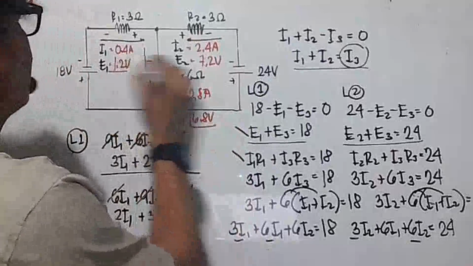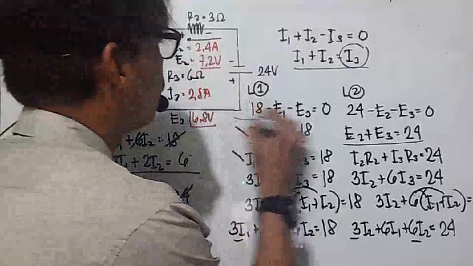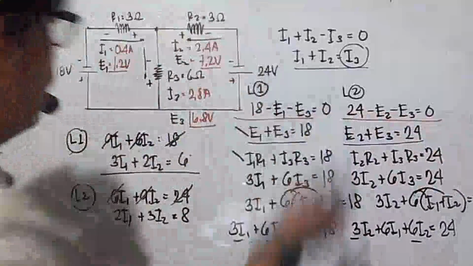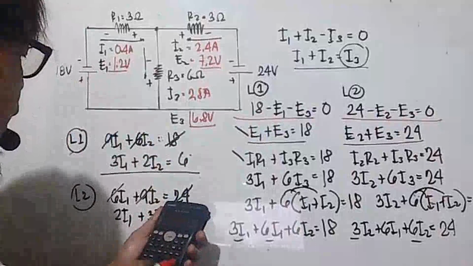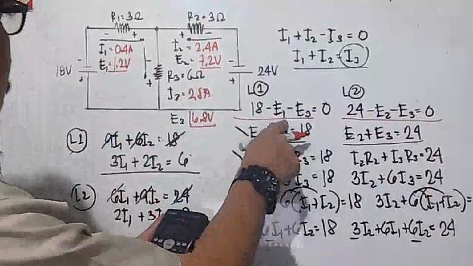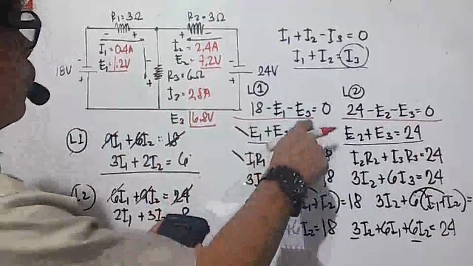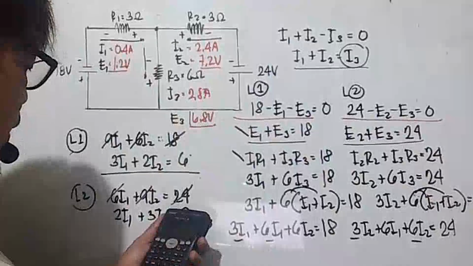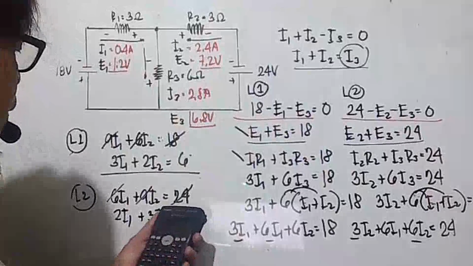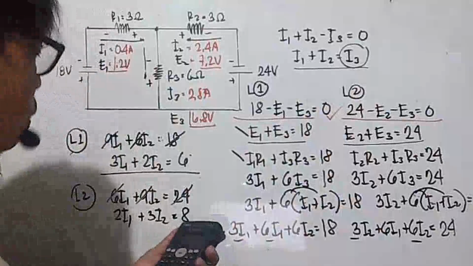Okay, so let's try to check. Okay, so here, dapat 0 siya. So we're going to use this to check yung loop. Okay, so it is 18 now, that is 18, okay? 18 minus E1, which is 1.2, minus 1.2. Then minus again your E3, which is equal to 16.8. So minus 16.8. Okay, so that is equal to 0. So this one is correct in the first loop.